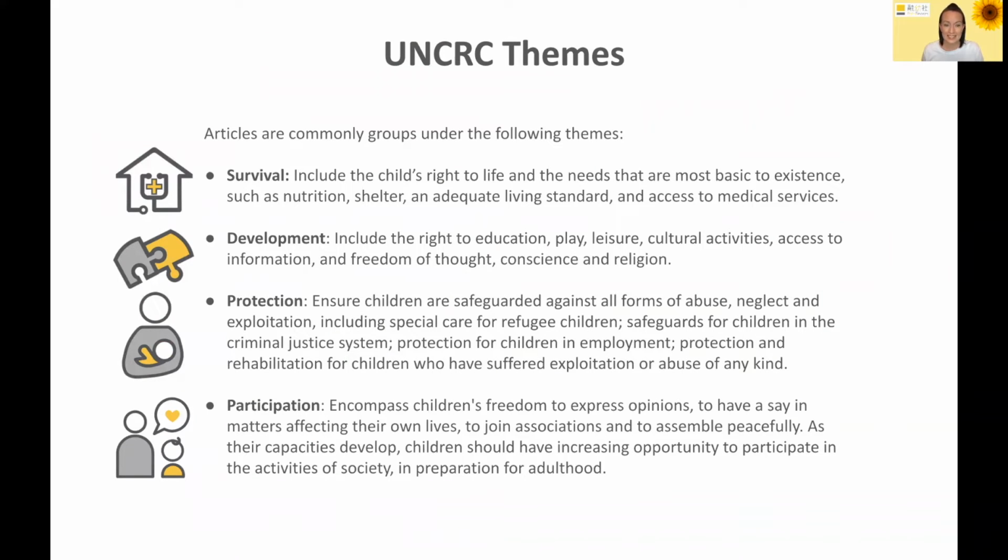All UNCRC articles are commonly grouped by 4 themes. The first, survival. This includes the right to life and access to the most basic needs, such as shelter, nutrition, and access to medical services. Also development, including the right to education, and protection from all forms of abuse, neglect, and exploitation, including special care for refugee children. And finally, participation, which involves a child's freedom to express their opinion and to assemble peacefully.